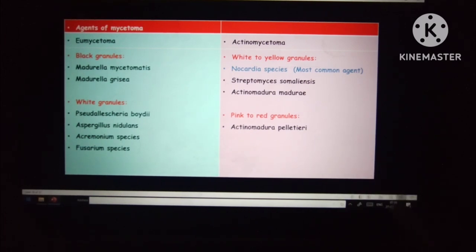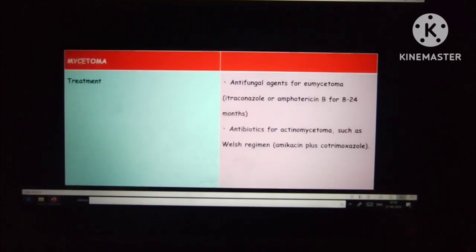So the next point is this classification, and you want to remember all the organisms. So what is the treatment? If it is fungal mycetoma, it is treated with itraconazole or amphotericin for 2 years. If it is actinomycetoma, it is amikacin plus cotrimoxazole, called the Welch regimen. You want to remember this.